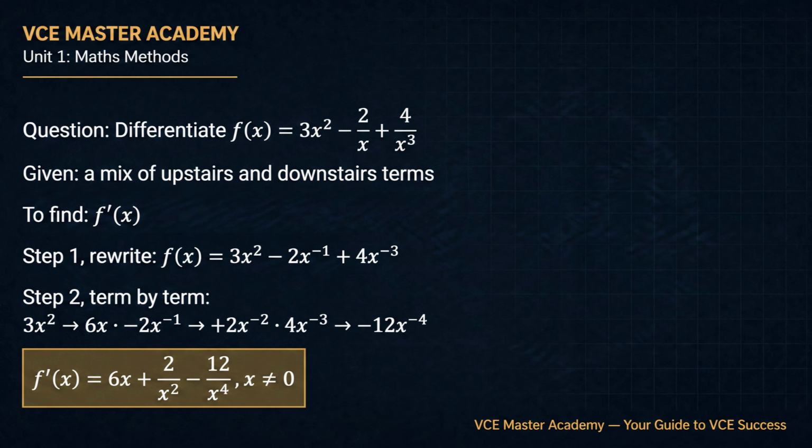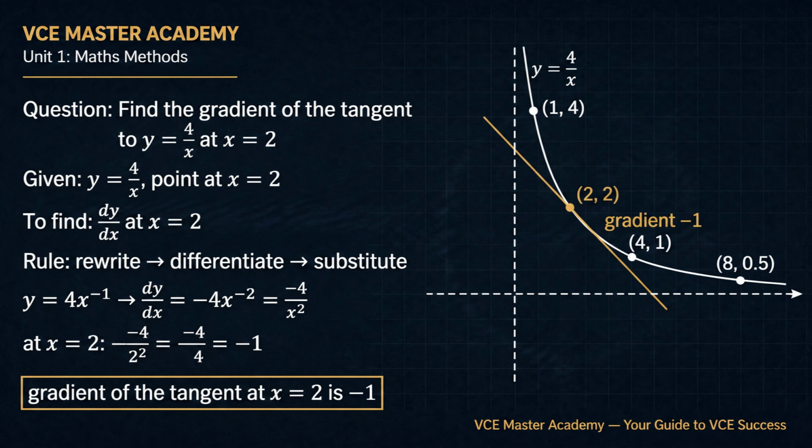That middle term is the money moment. A minus times a minus made a plus. Downstairs terms flip their signs when you differentiate, and examiners love checking whether you know it. Now we put the upgraded machine to work. A tangent, remember, is a straight line that just touches the curve at one single point, matching its direction perfectly. We want the tangent's gradient on y equals 4 over x at x equals 2.